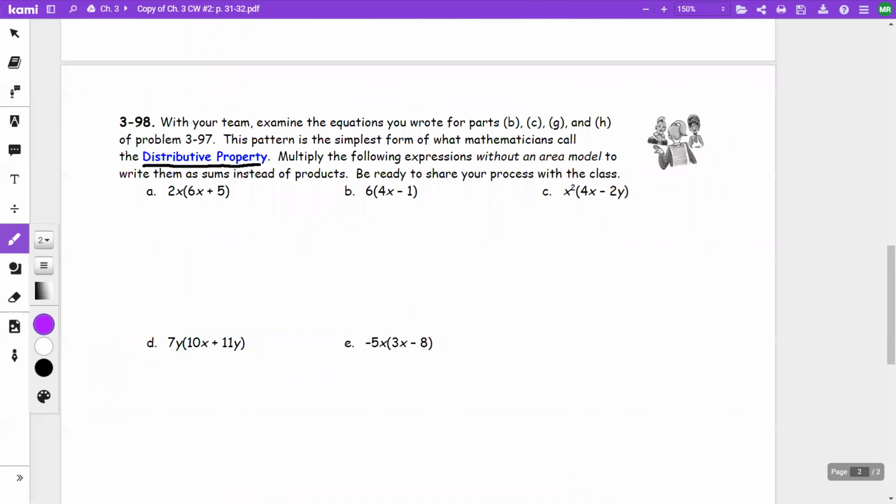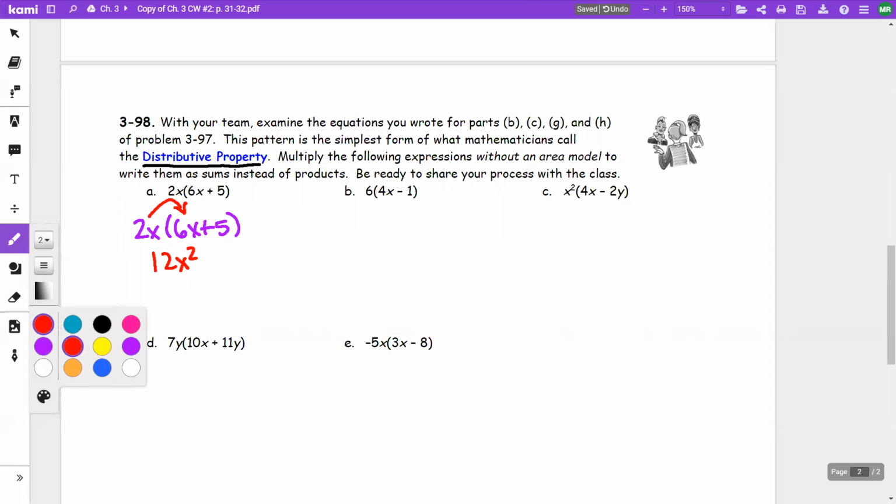So over here, what we're going to do is distribute. I'm just going to rewrite it. And I am going to distribute the 2x with the 6x, which is a 12x squared. I'm going to distribute the 2x with the positive 5, so that's going to be a positive 10x, and that's your answer. Okay, that's your answer right there.